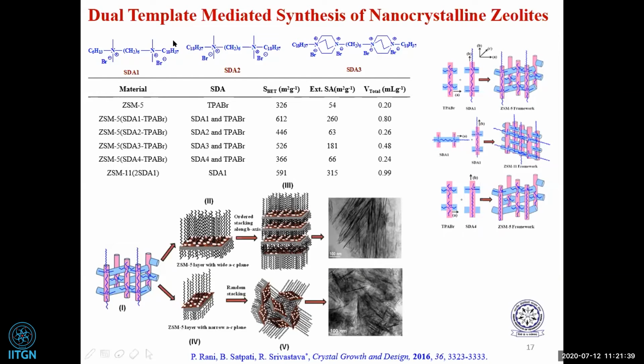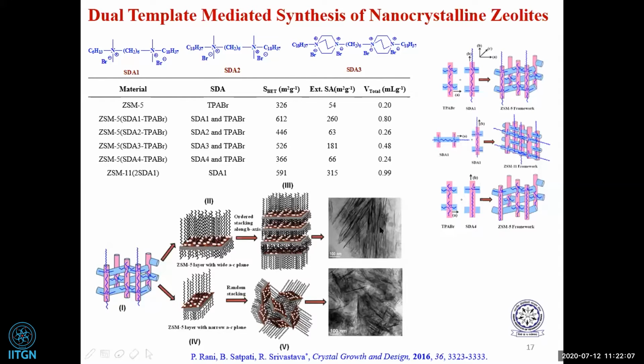So we employed SDA1, which is commercially available, and then we employed the cooperative self-assembly phenomenon of two structure writing agents. One is a microporous structure writing agent, and the other is mesopore directing. For example, when we added equivalent amounts of SDA1 and TPABr, we found very large surface area, external surface area and pore volume. And in this case also we observed the nanosheet-like morphology.